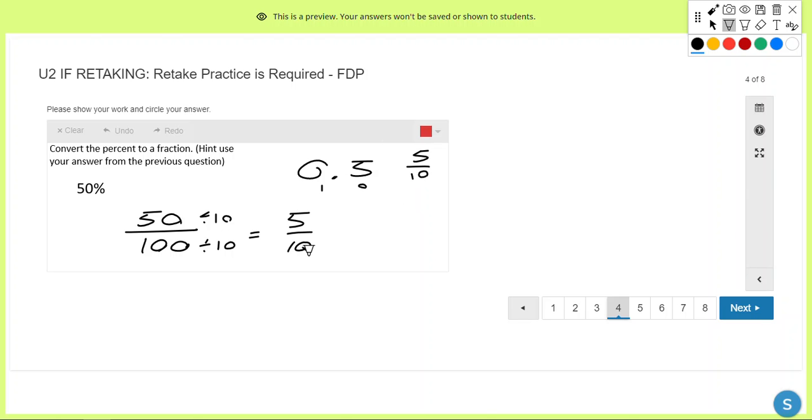But I can still simplify this down again. I can divide it by 5. And I get 1/2 as my final answer for that one. So you need to make sure you got down to 1/2. Don't be scared to simplify.